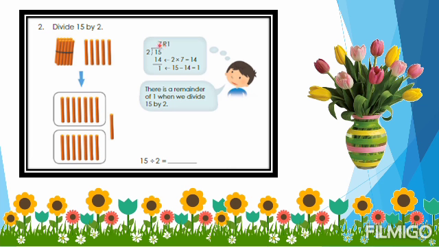So when we go down, class, we are going to use multiplication. 7 times 2 equals 14. So let's use subtraction, class. 15 minus 14 equals 1. There is a remainder of 1 when we divide 15 by 2. So the final answer here, class, 15 divided by 2 equals 7, remainder 1.